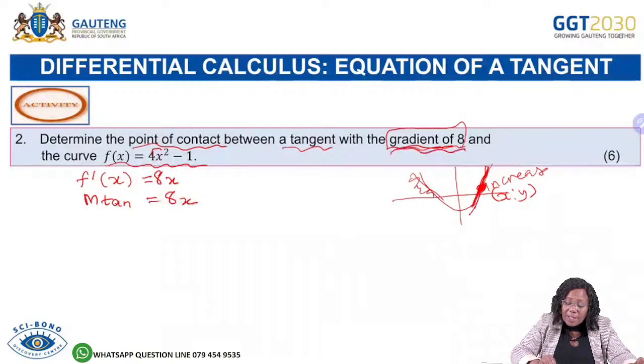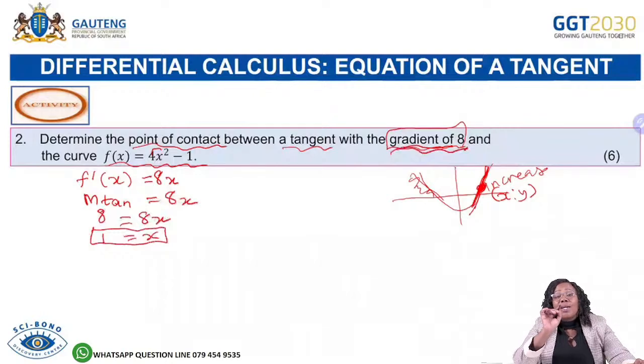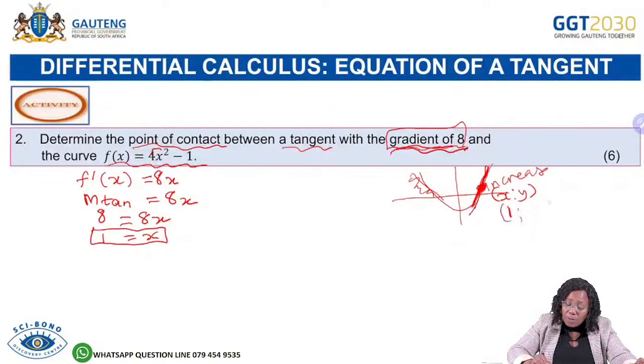But in this case, the gradient is given to us, that this is equals to 8. Divide by 8 both sides, therefore we end up with x equal to 1. That means this is a tangent at a parabola at x equal to 1 there. That is the first value, of which is our x value. And then to get the y value, we are going to substitute this x into the original equation.